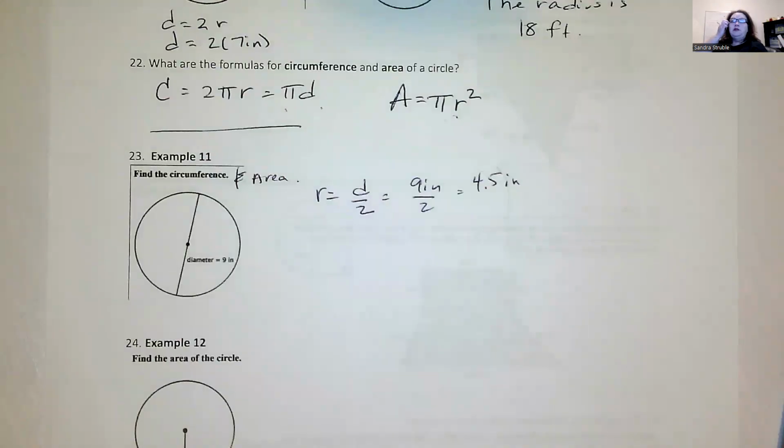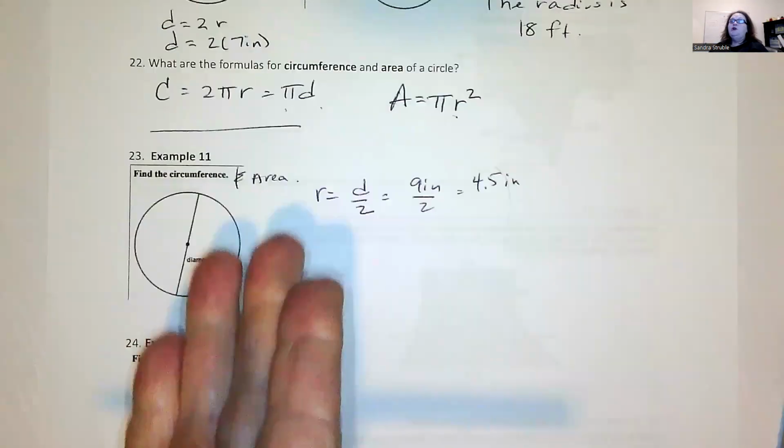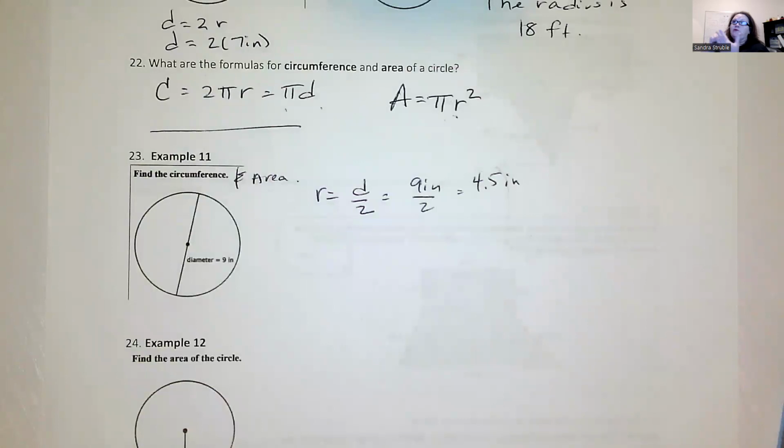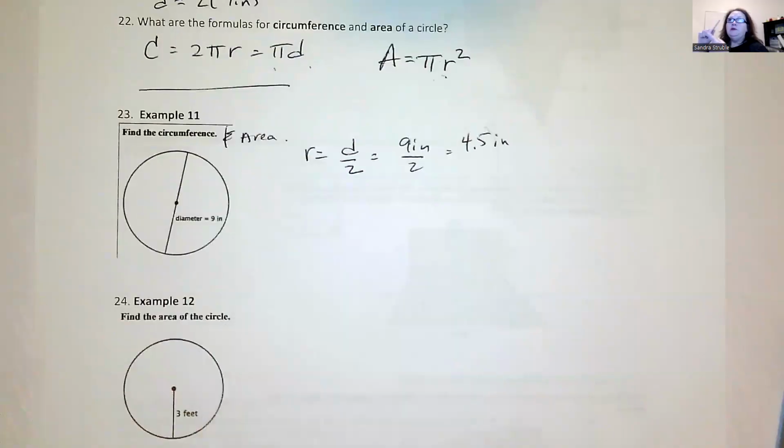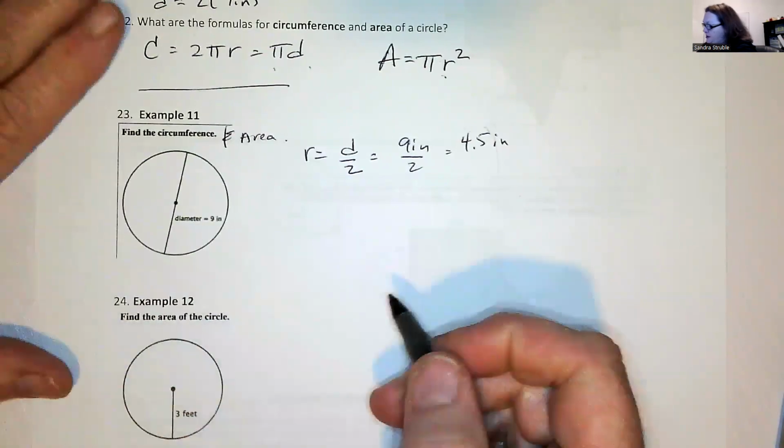All right. And on your exam, if you're given a diameter, you're going to have to tell me what the radius, the circumference, and the area is of that circle. Just know that. If you're given a radius, then you're going to have to tell me the diameter, the circumference, and the area.